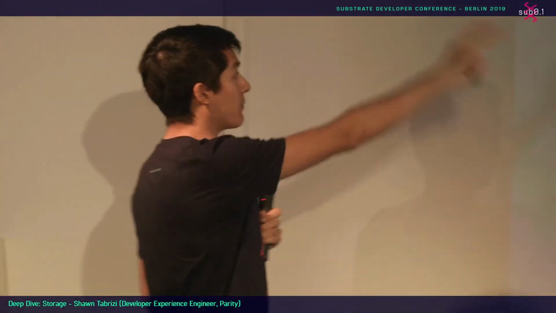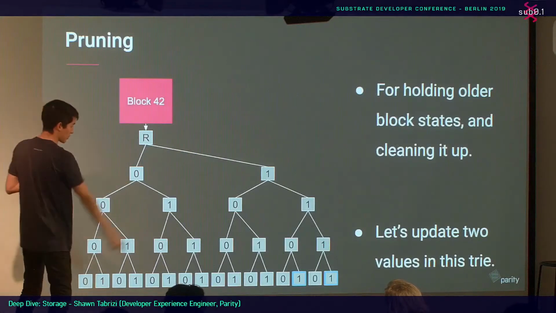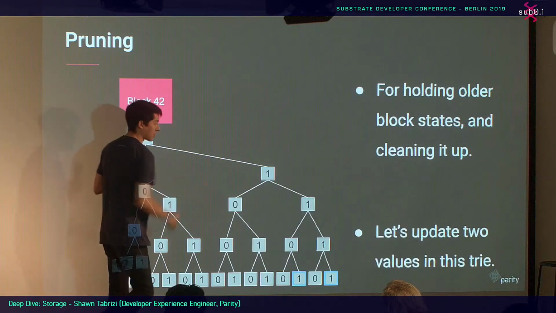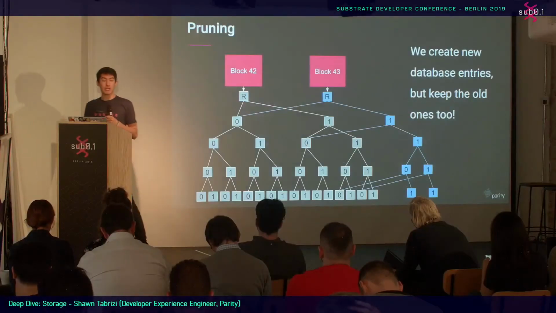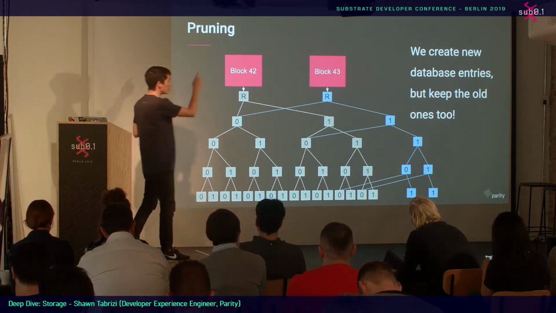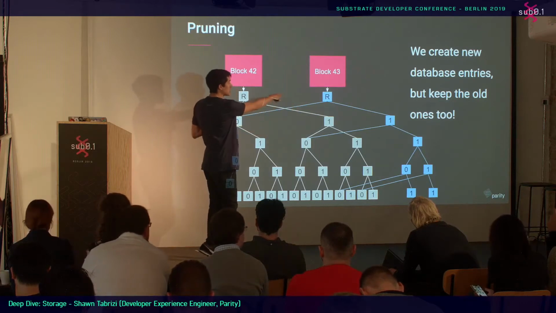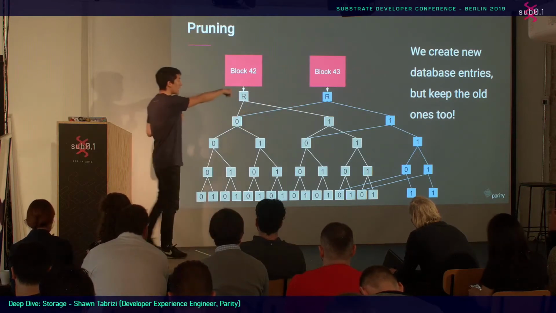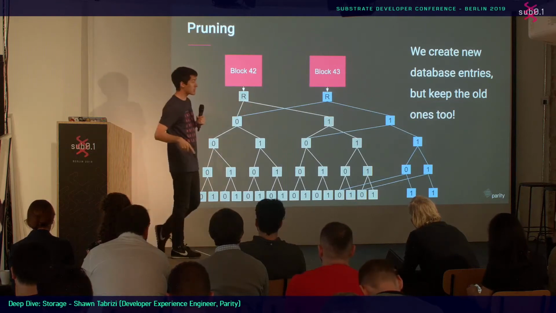So we have this block 42, which has this root hash, and we go all the way down. This is a full tree. Let's say we want to update these two values at the very bottom. What we're going to do is not recreate the whole tree in our database. That doesn't make sense. We just create the new values and generate all of the nodes we need to get up to it, and the root hash can still refer to the old values. So what we're really doing is creating new database entries, but keeping the old ones too, and only creating database entries for the new things we need, right?